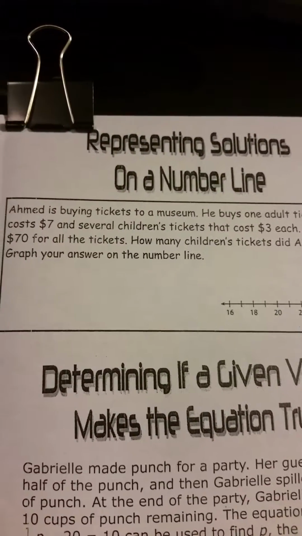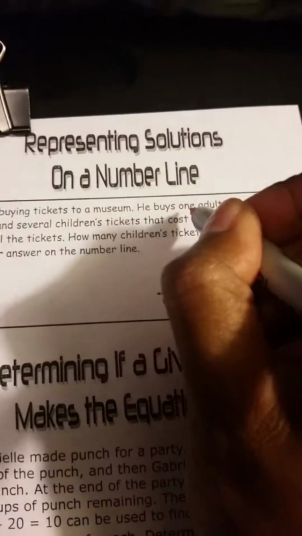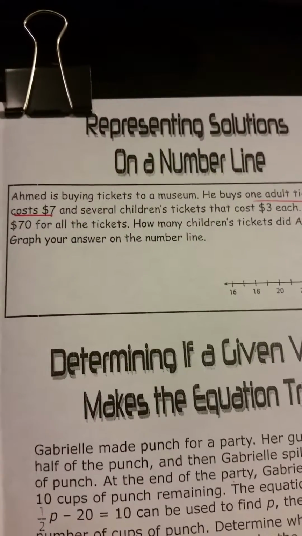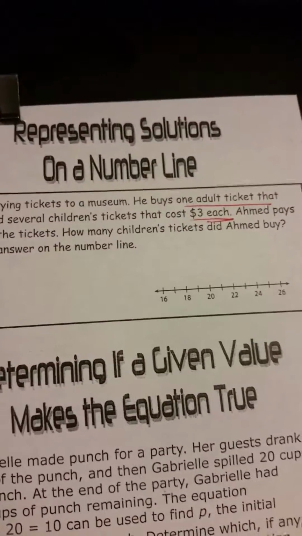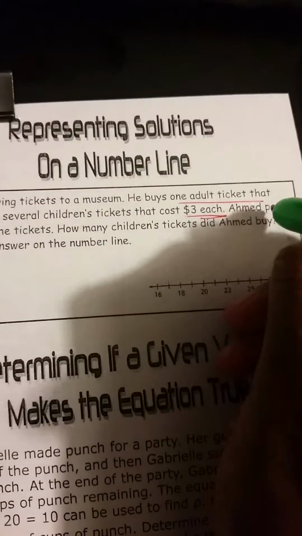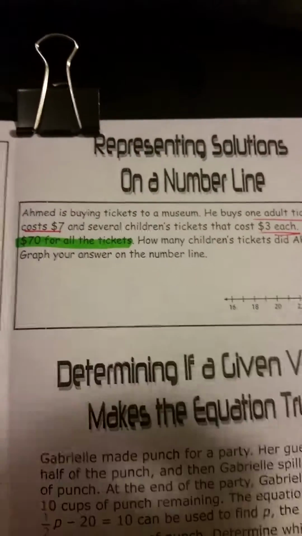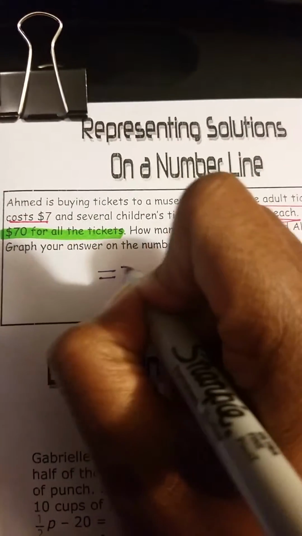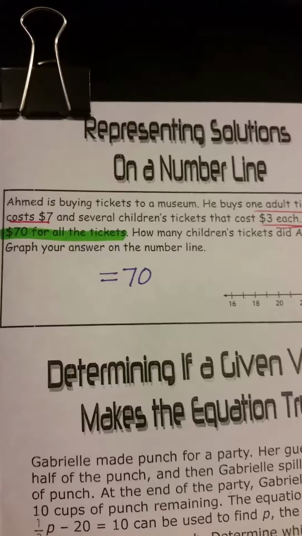Okay, so some important information here that we're going to underline is one adult ticket that costs $7. Now he has several children's tickets that cost $3 each. And we know that he pays $70 for all the tickets. So that right there is letting me know that all this is going to be equal to 70. So I'm going to put that on that side of the equal sign.